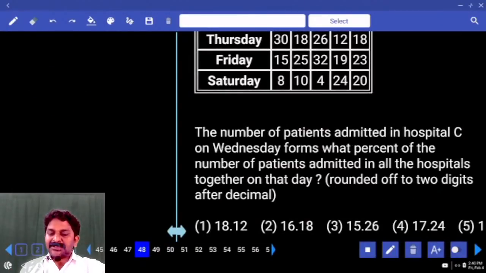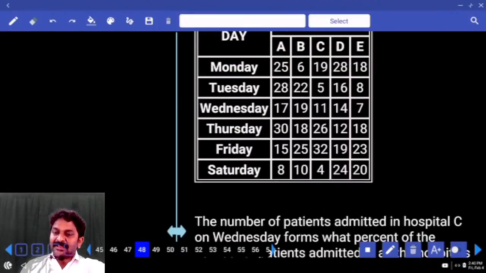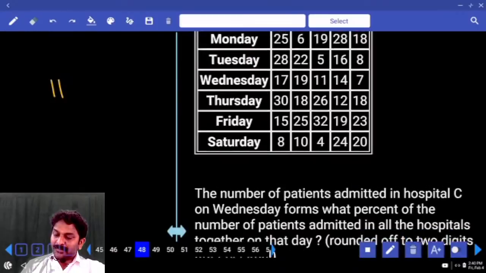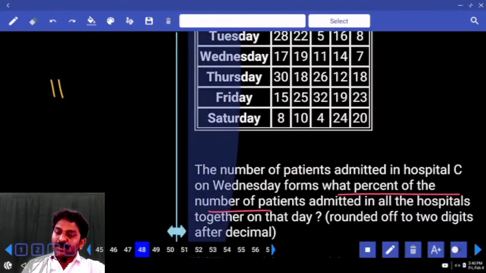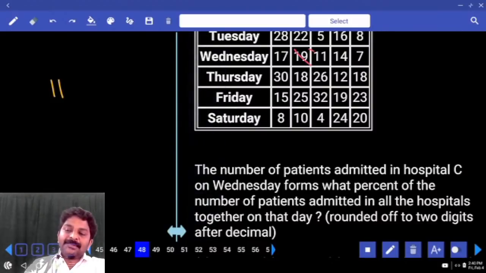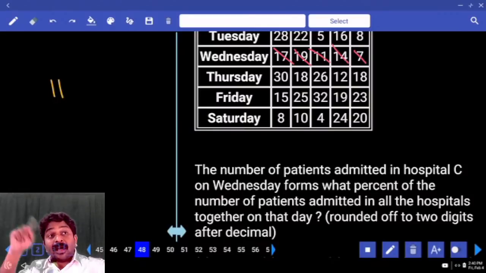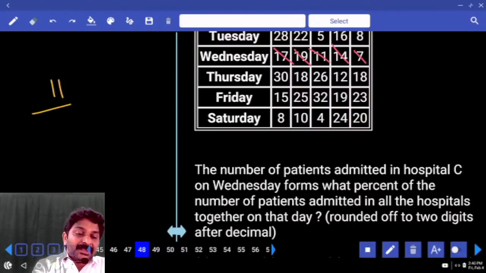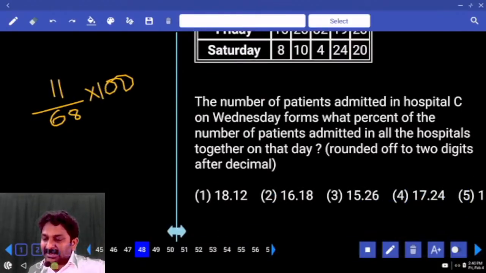Number of patients admitted in hospital C on Wednesday, 11, forms what percent of the total number of patients admitted in all the hospitals together on that particular day? On that day, in the sense, which day? So Wednesday total we have to calculate, right? 19 plus 11, 30. Just remember. 17 plus 7, 24. 24 plus 14, 38. Already 30 we have. 30 plus 38, 68. And into 100. So 11 out of 68. What percent? That's what we have to calculate.